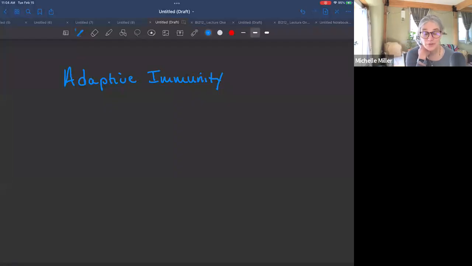Unlike innate immunity, adaptive immunity is learned. So, this is a response to either an infection or to what we now have as vaccinations. So, this is a learned immune response. Adaptive immunity involves two different types of white blood cells, which are called lymphocytes.